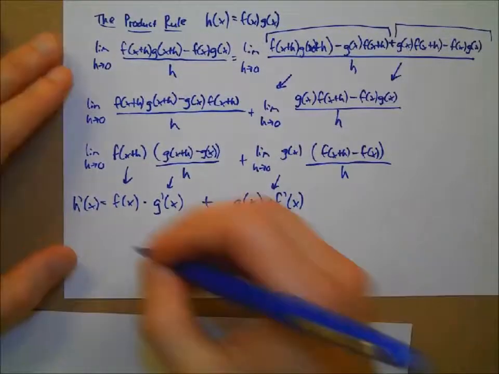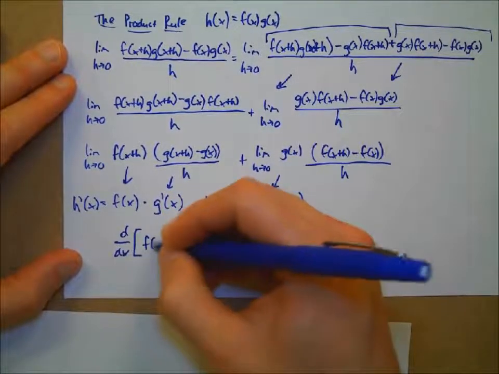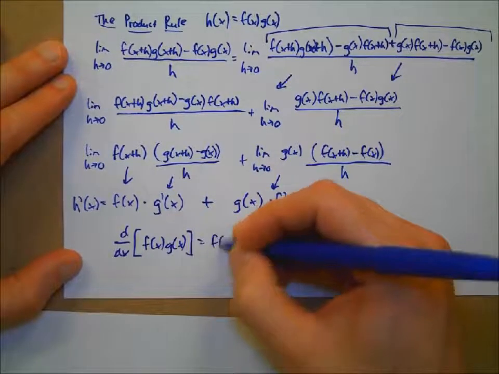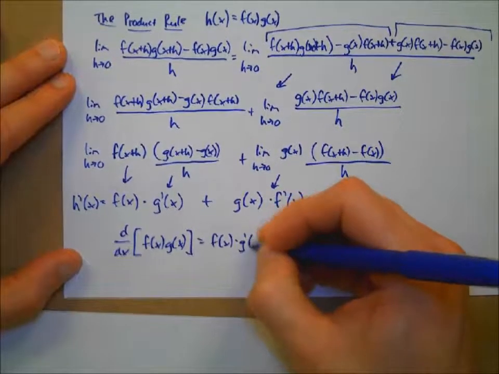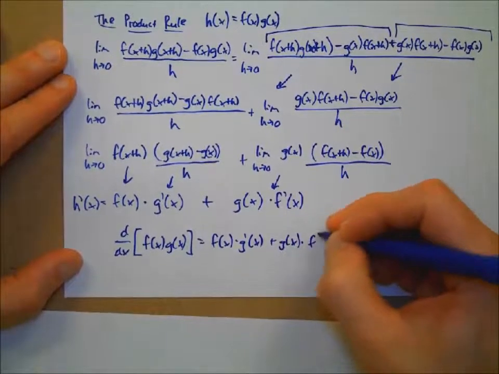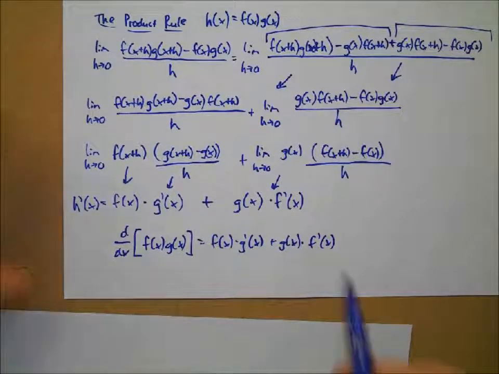The derivative with respect to x of f of x times g of x equals f of x times g prime of x plus g of x times f prime of x. Okay? And different books flip it around in different ways, but either way, there's the rule.